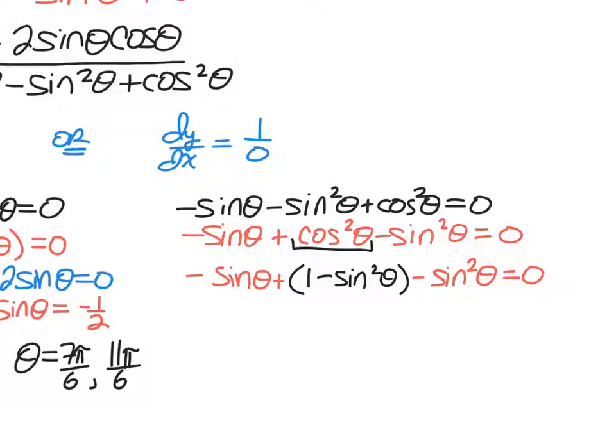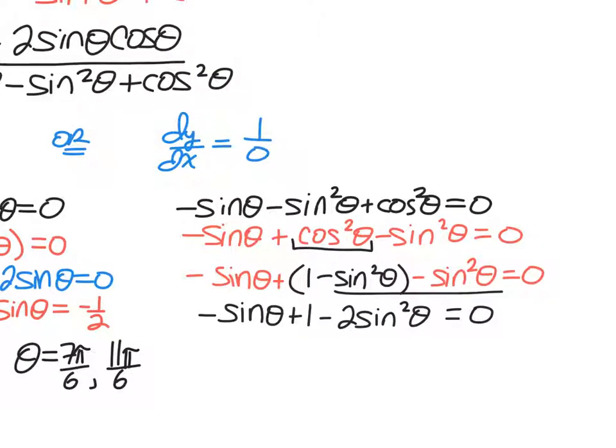So it's an effective substitution because I've now transitioned from an equation that has multiple trig functions in it to something that only has one. All right, so negative sine theta plus 1. These two are going to combine to give me a negative 2 sine squared theta.